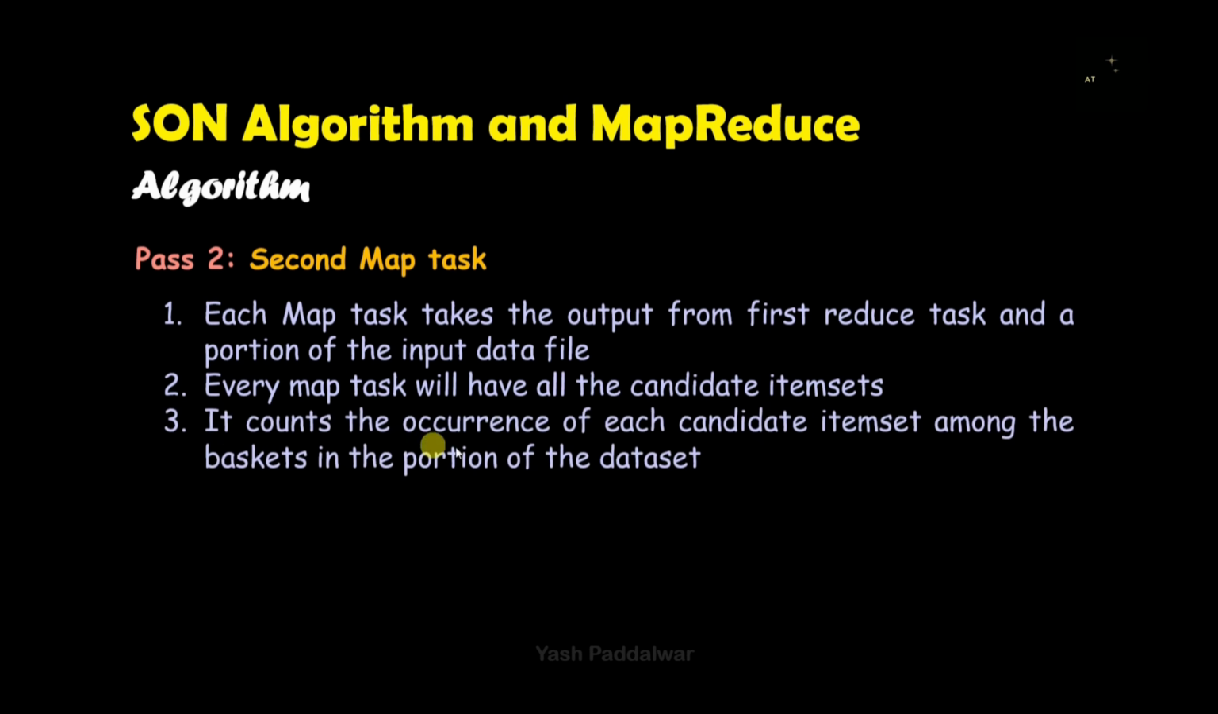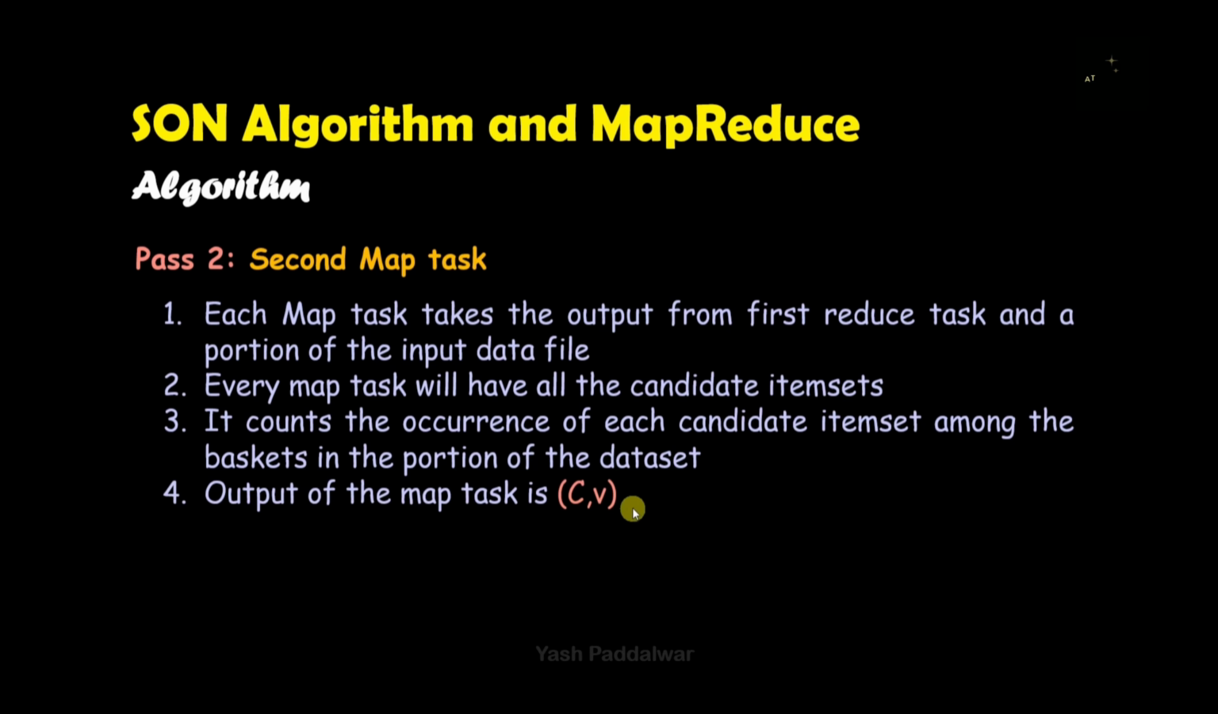Now once we are ready with these inputs, it's time to count the occurrence of each candidate item set among the baskets in the portion of the dataset. That means from that particular portion of the dataset that we have taken, we'll be counting the occurrences of each candidate item set in that portion of the dataset. And this task of counting the occurrence of each candidate item set will be done by each of the map workers. Once this task is done, the output will be stored in the form of a key value pair.